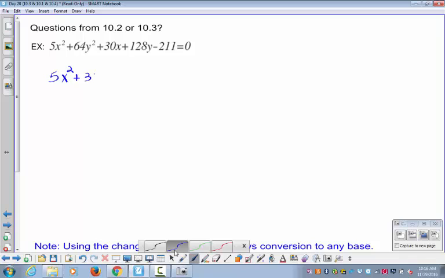So when we want to put this in standard conic form, we have to group the x's and group the y's. Now we'll write the x group in descending form, the y group in descending order. We'll put the constant on the right.